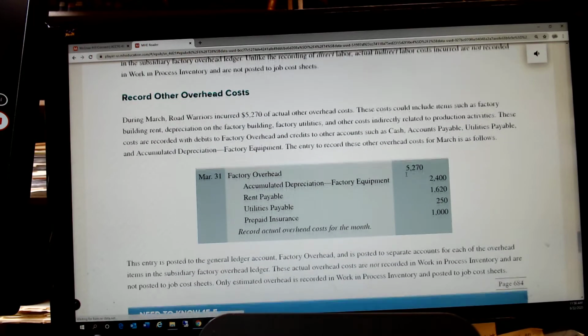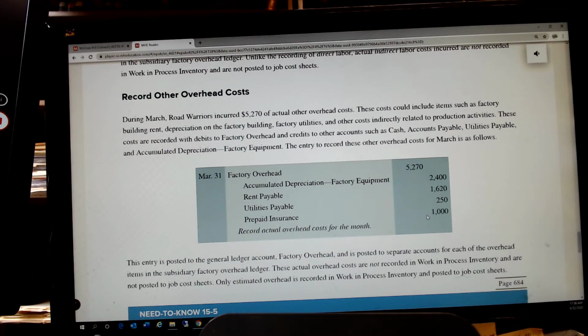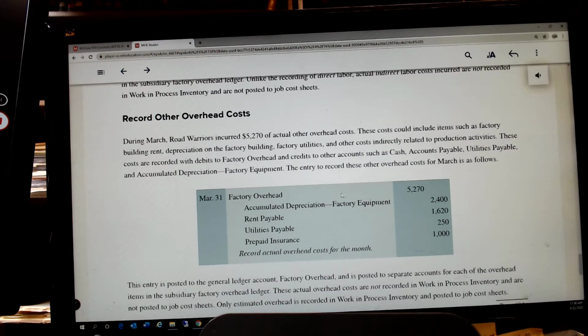And then recording other costs. Oh, there can be lots of other costs here. The other costs, every other cost is debited to factory overhead, but the credit can be to various things. One could be accumulated depreciation. Now, think back to 4A, when I had an equipment account. Here, I'm going to lay this out for you. And then there's rent payable, utility, prepaid insurance. Okay, hold on.